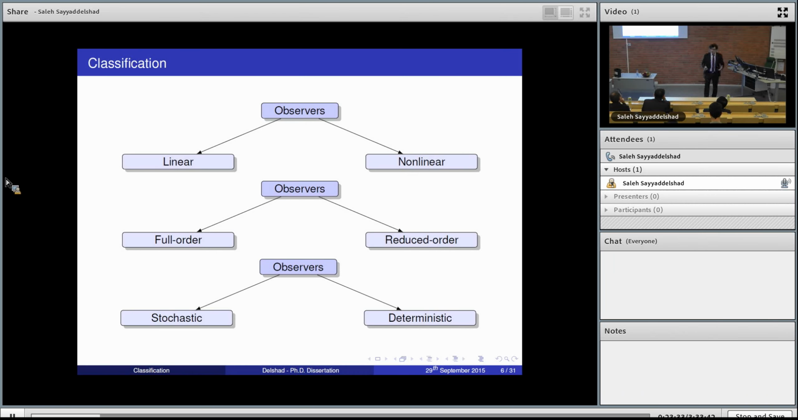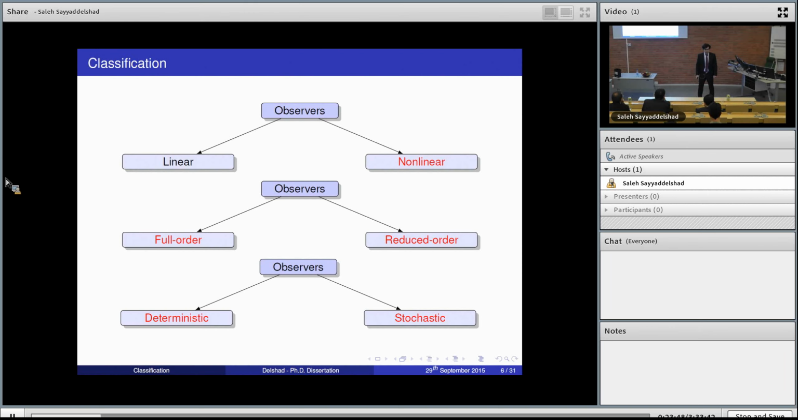Observers can be designed for stochastic or deterministic systems. But in my thesis, I'm focusing on these properties: nonlinear systems, full order and reduced order observers, for deterministic and stochastic systems.